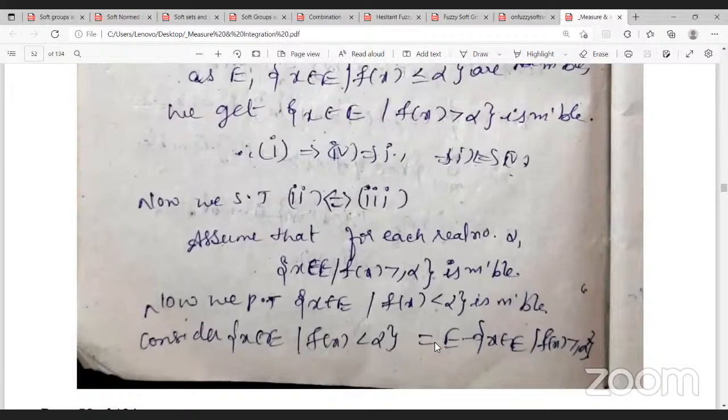Next, therefore, the complement of the above set is the set of x belongs to E such that f of x greater than or equals to alpha, whole complement. The whole complement equals E minus the set of x belongs to E such that f of x greater than or equals to alpha, which is a measurable set. Hence, the set of x belongs to E such that f of x less than alpha is also measurable.